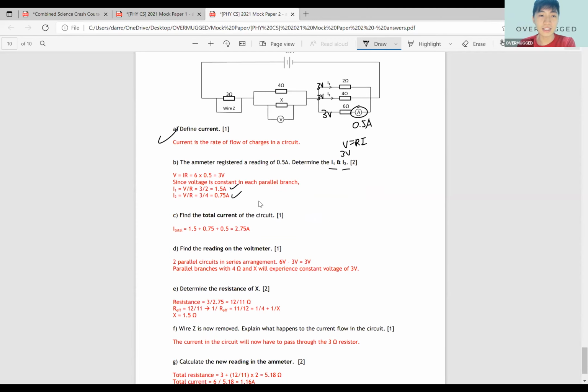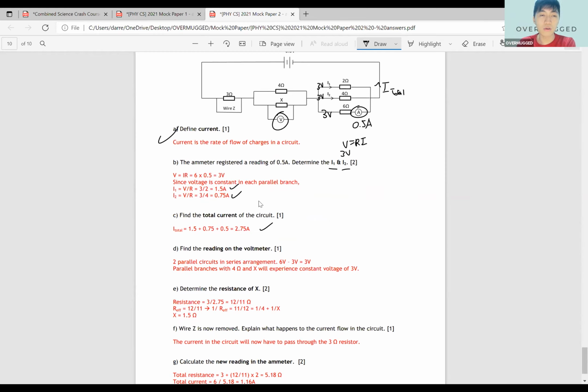Next, how do I find total current? I just need to work backwards. I add my I1, I2, as well as my 0.5. The three currents here, we can recombine to find out what the total current is. In this case, it's 2.75. What would the reading on this voltmeter be?